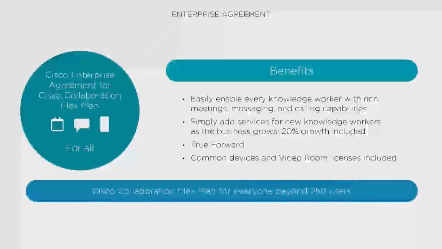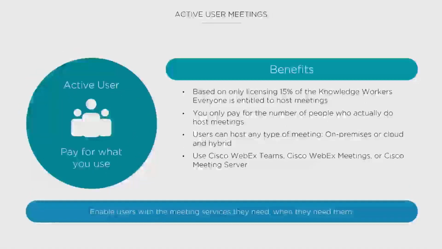And I'll cover those in the next few slides. And then finally, moving on to the active user meeting. This is only really useful or a benefit for meetings, not for calling. Calling has to be taken out either as an EA or named user, whereas for meetings, you can take an active user model. So this is 15% off your knowledge worker. So it allows you to grow that as you take up meetings more.